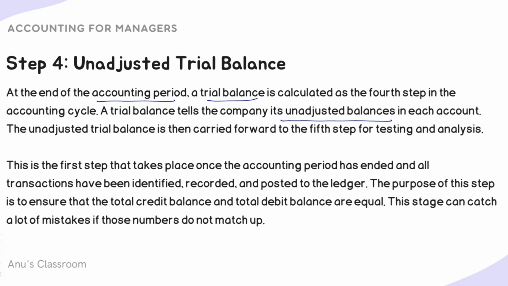This is one of the first steps that take place once the accounting period has ended, and all the transactions that happened within that period have been identified, recorded, and posted to the ledger. This is done to make sure that the total credit balance and the total debit balance are equal. It should be equal, and at this stage we can catch a lot of mistakes if those numbers do not match up. Maybe sometimes we might have forgotten to post the crediting accounts balances properly in the ledger. Some human errors could happen. So when we prepare the trial balance, we will be able to find out all these mismatches.